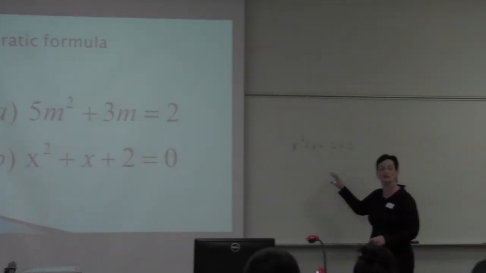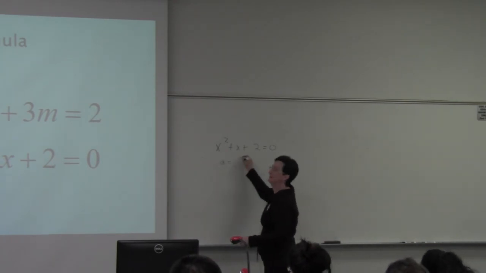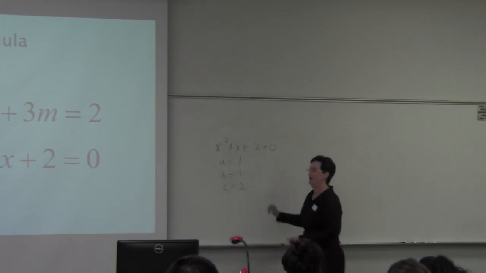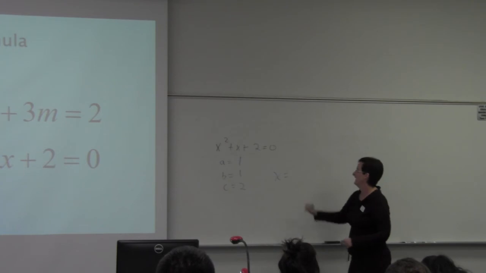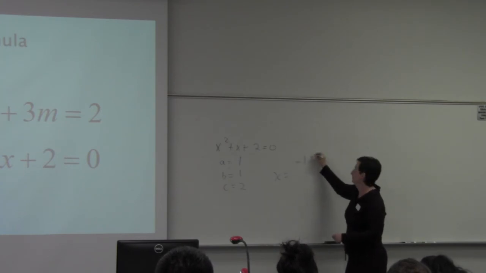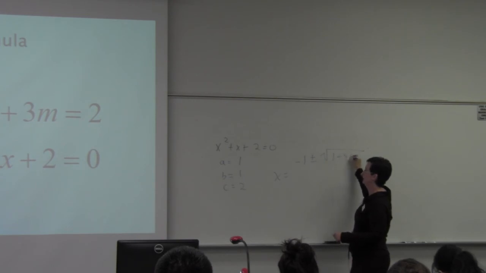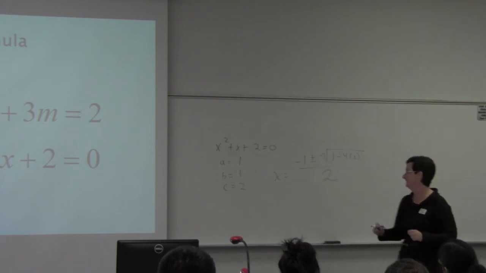First of all, is this in standard form? Aren't you lucky? A is, B is, C is. All right, so we have x equals, you ready? Negative b plus or minus the square root of b squared minus 4ac all over 2a.